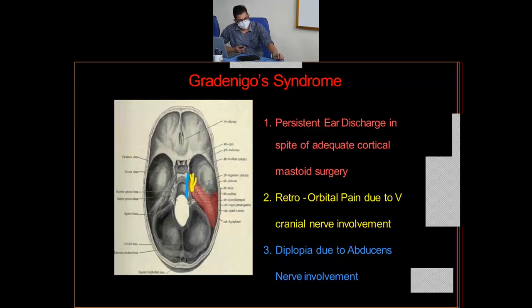Okay, so you just have to have a little bit of anatomy idea. What are the structures around the petrous apex? Then you will easily make out what is Gradenigo syndrome. So there will be the abducens nerve, so there will be diplopia. Nearby that area there is the trigeminal nerve. So if there is involvement of the trigeminal nerve, there will be retroorbital pain or deep-seated pain. Okay, and there will be persistent discharge because there is a CSOM. So all these three symptoms together we call Gradenigo syndrome.